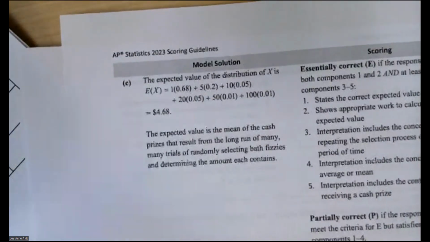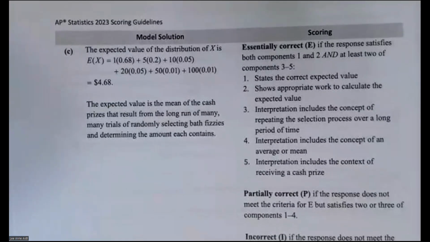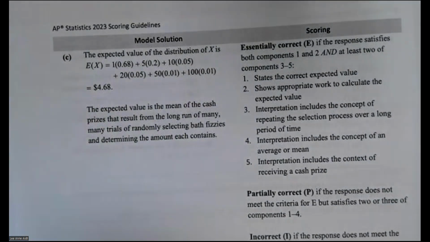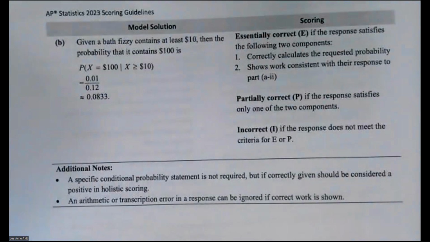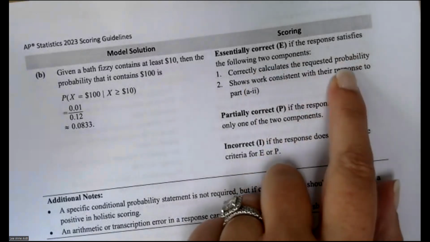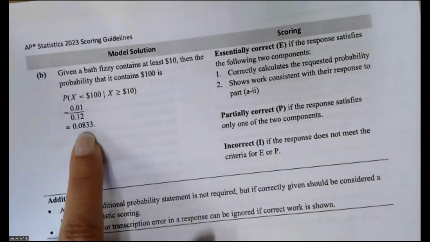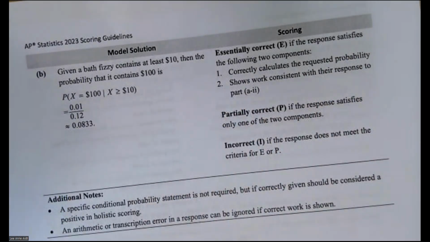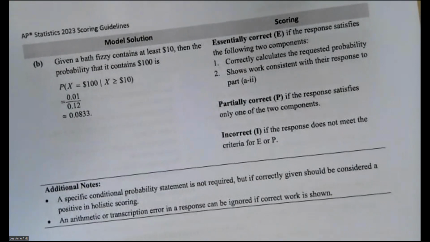Okay. C. What was B? We did part 1 and 2 for A. Uh-oh. Is B not in there? Ah, it's on the other side of this paper. Okay. All right, two components: correctly calculates the correct probability, which is 0.8300833. Shows work. They do not care.